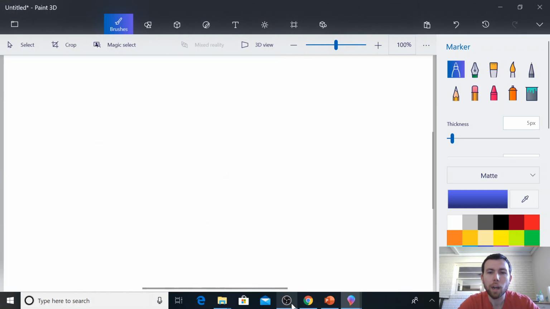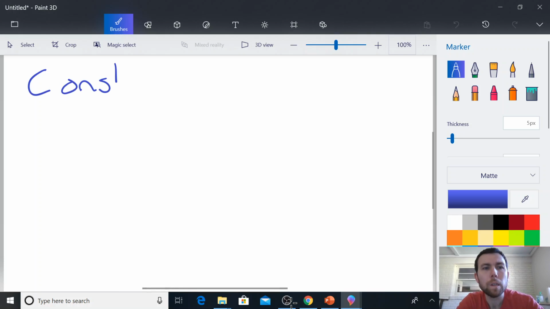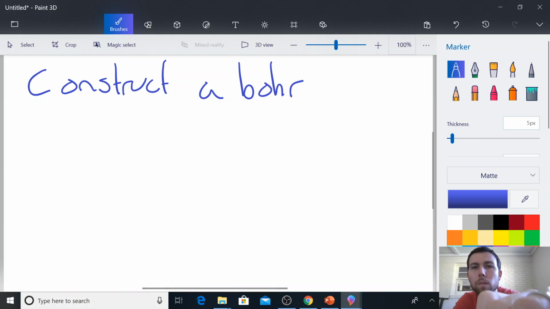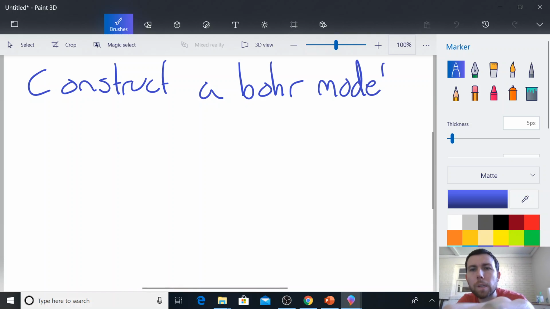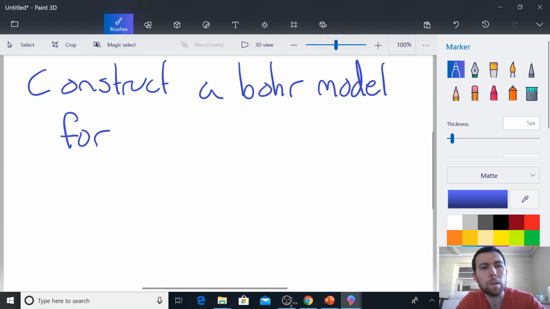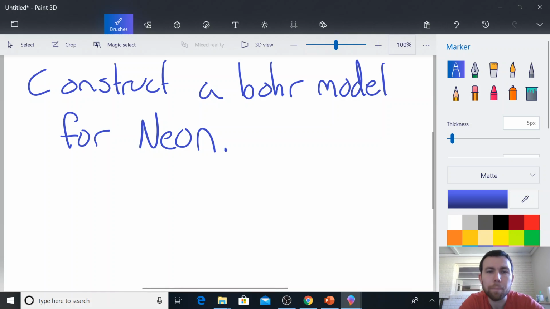Alright, gentlemen. I want to walk you through how to construct a Bohr model diagram for an element on the periodic table. Remember, we have those 5 steps. If you don't remember them, you can pull up your PowerPoint or your notes and look at those. But I want us to construct a Bohr model for neon. Element neon. Okay, so that's the question.